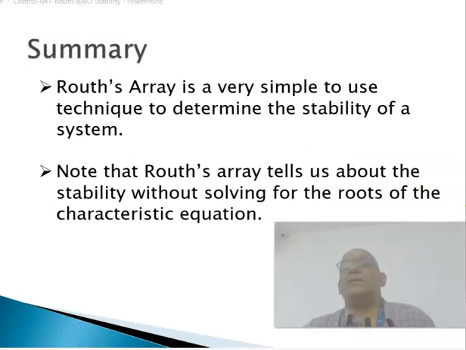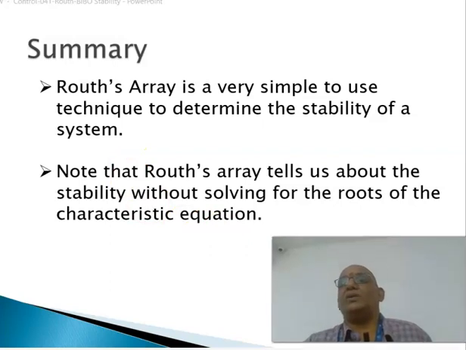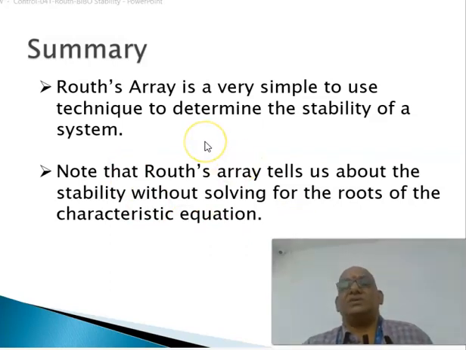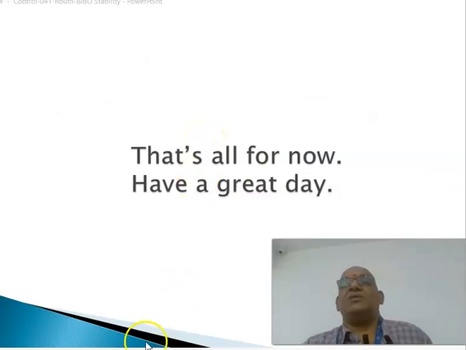So in summary, we see that Routh's array is a very simple technique to determine the BIBO stability of the system, and it does that without actually solving for the roots of the characteristic equation, which is a very beautiful thing. That is, you're trying to say something about the solution without solving the problem. That's one nice feature that runs through many topics in control systems. And I think that's all we have for now.